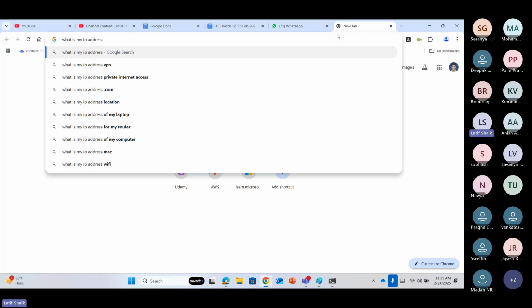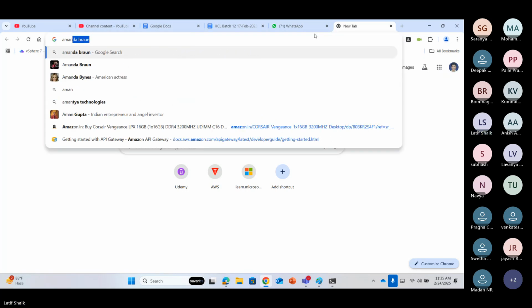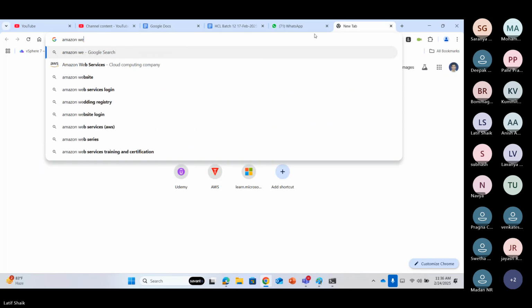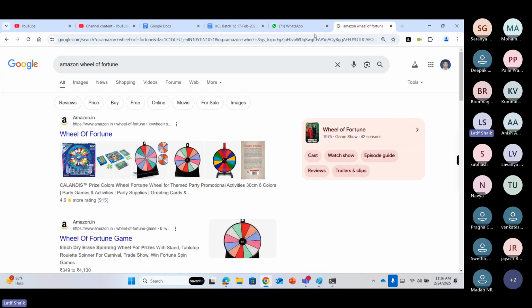People send some WhatsApp messages, like Amazon Wheel Challenge, Amazon Wheel of Fortune, with a tiny link, which is just a small link. They will send it saying roll this wheel, and then you will gain some gift.